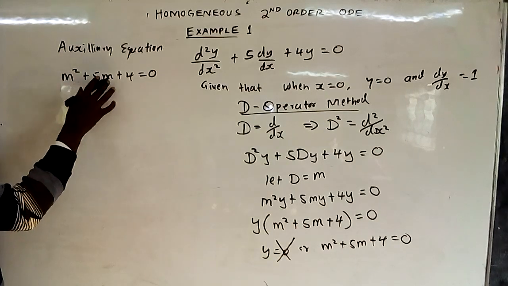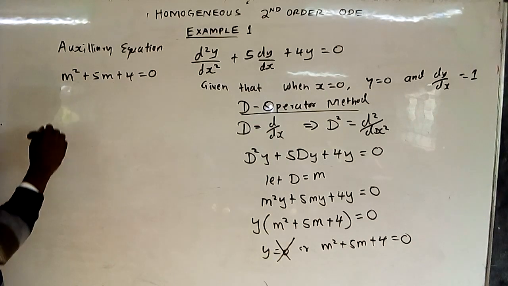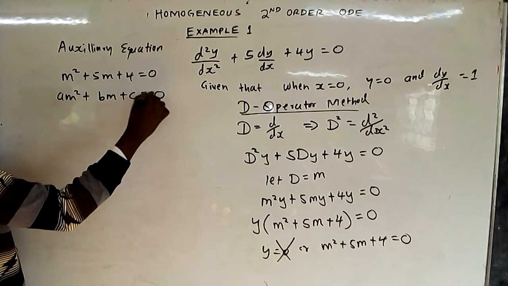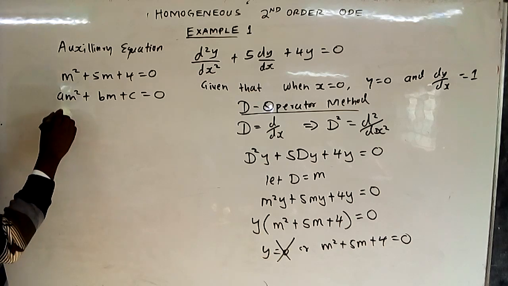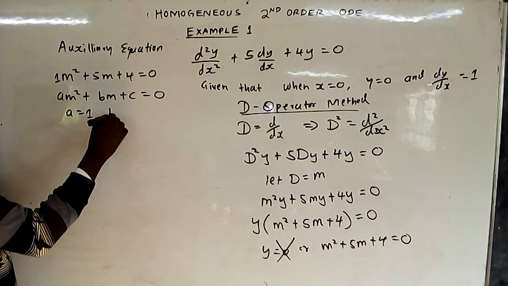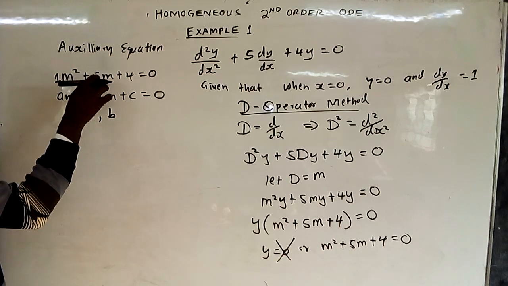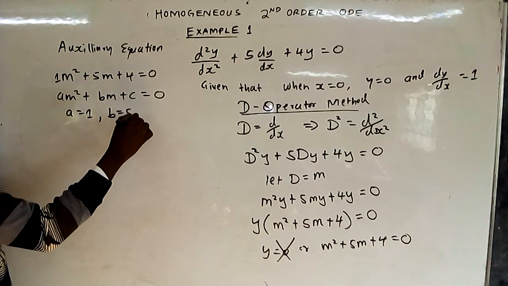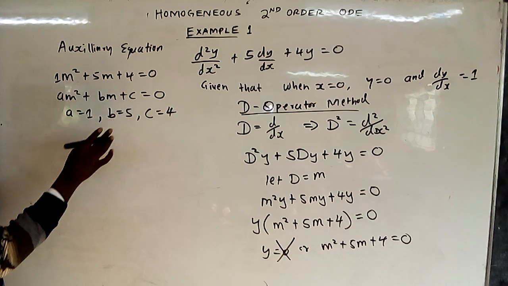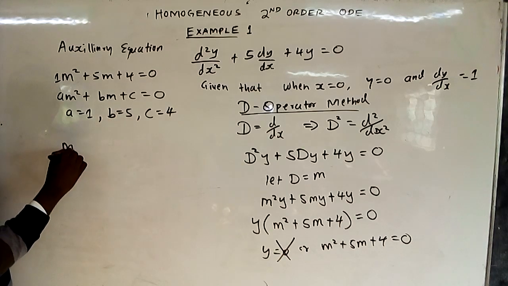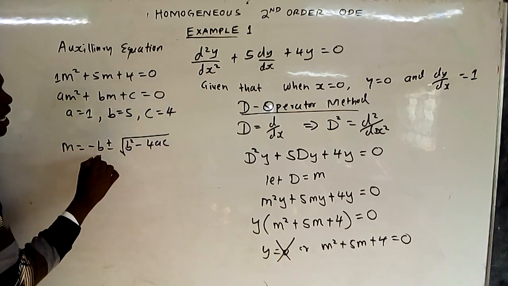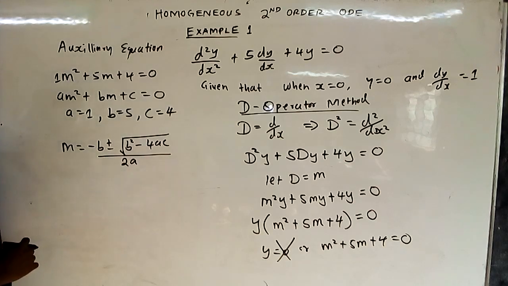So from here, you can now solve the quadratic equation. This is in the form a m squared plus b m plus c equals 0. Your a is the coefficient of m squared, which is a silent one. The coefficient of m is b, positive 5. Then the constant term c is positive 4. If you substitute this in the quadratic formula, you get m equals minus b plus or minus the square root of b squared minus 4ac, over 2a.